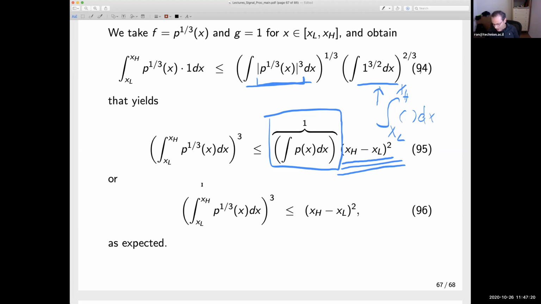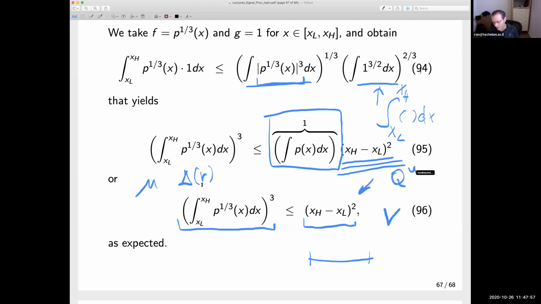So what happens is that at the end of the day, what I would be getting is this equation: integration over something which is smaller than 1 to the power of 3 should be smaller than squared over the interval, okay? And this is indeed what I was looking for to begin with, okay? So using Holder inequality, what I was able to prove is that my mu, or my delta R way of quantizing the information, gave me better results than using Q uniform over my data.